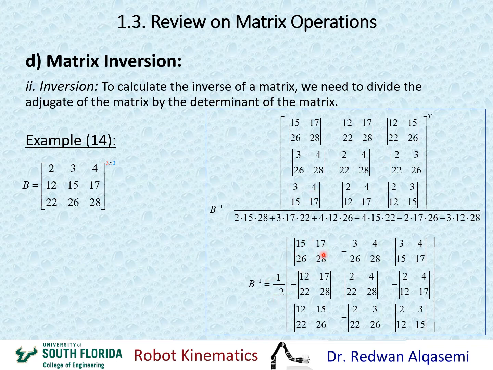Now, if I evaluate all these determinants for the submatrices, I'll find out that they have these values here. These are the values of the determinants of these submatrices. Then if I divide them by -2, which is the determinant, I find the final inverse of matrix B. So please try to practice this at home and learn how to do it manually, so you can be ready for the course.